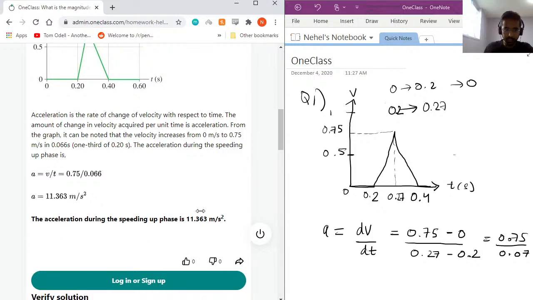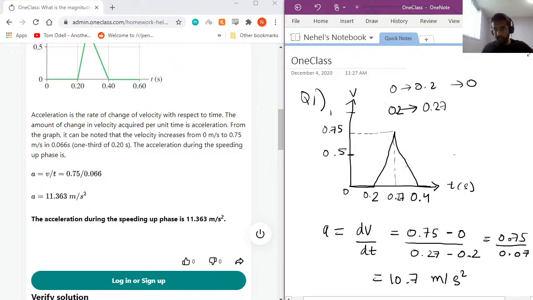So they have taken the delta time to be 0.266, which is also correct. And then the delta velocity is 0.75. So our final answer in this case would be about 10.7 meters per second square, equals 10.7 meters per second square.